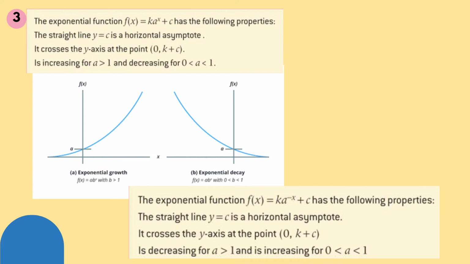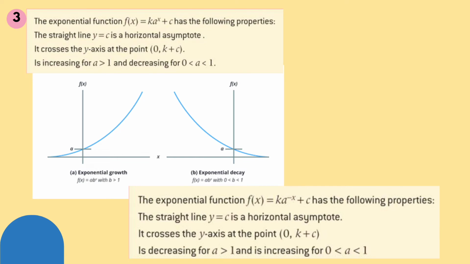The exponential function f(x) = k·a^x + c has the following properties. The straight line y = c is a horizontal asymptote. It crosses the y-axis at the point (0, k+c), and is increasing for a > 1 and decreasing for 0 < a < 1.